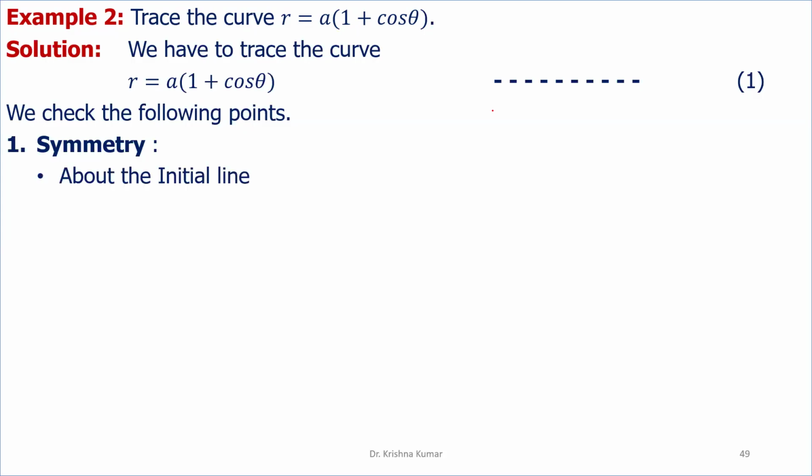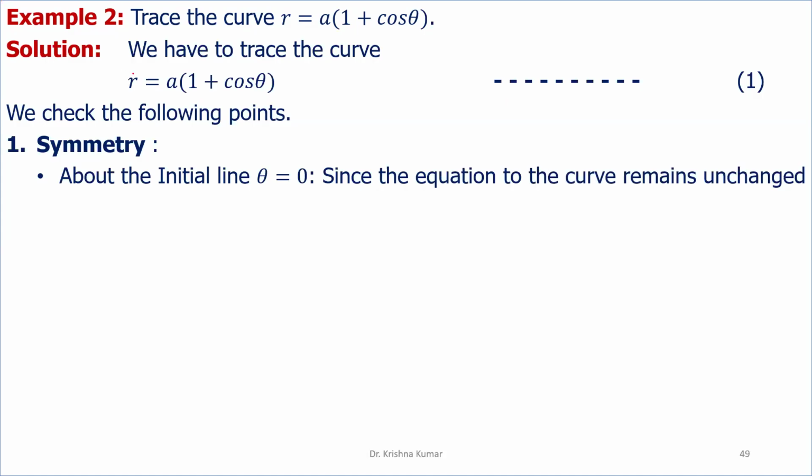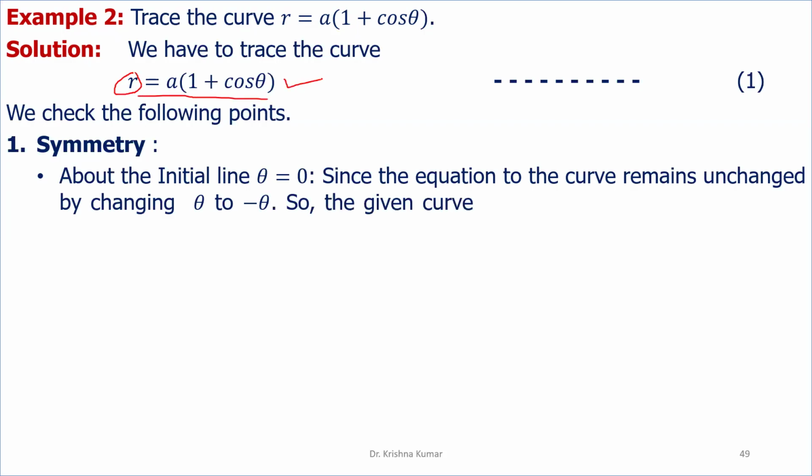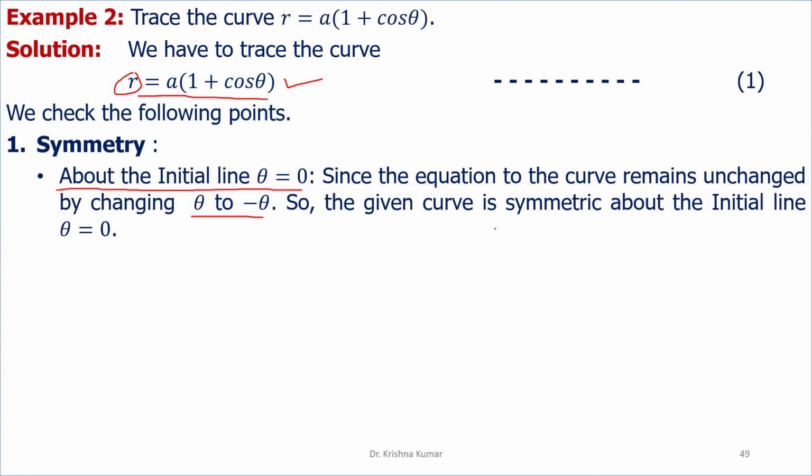So first check what is the symmetry about the pole. Here, if we replace r by minus r, the equation of the curve will change. So it is not symmetric about the pole. Let us check the symmetry about the initial line theta equal to 0. Since the equation of the curve remains unchanged by changing theta to minus theta, the given curve is symmetric about the initial line theta equal to 0. Because if we replace theta by minus theta, cos of minus theta is cos theta. Hence, the given curve remains unchanged while changing theta to minus theta. So the curve is symmetric about the initial line theta equal to 0.